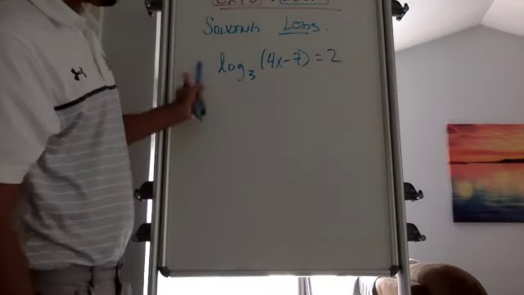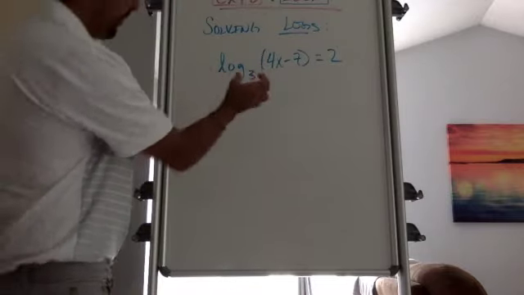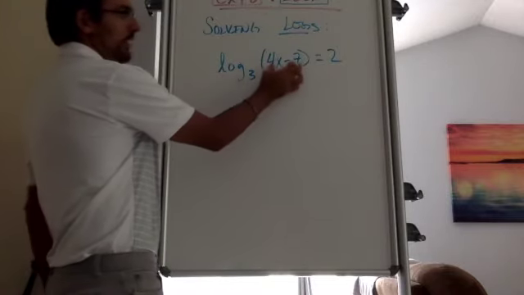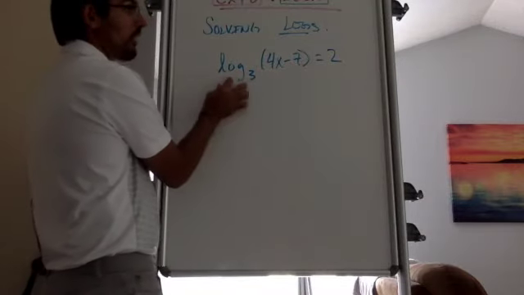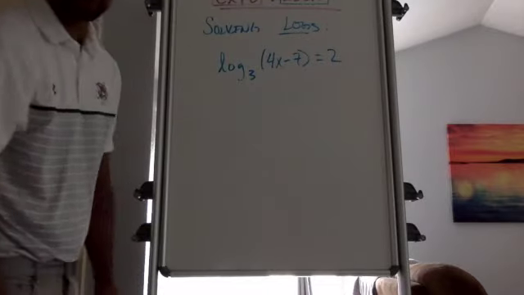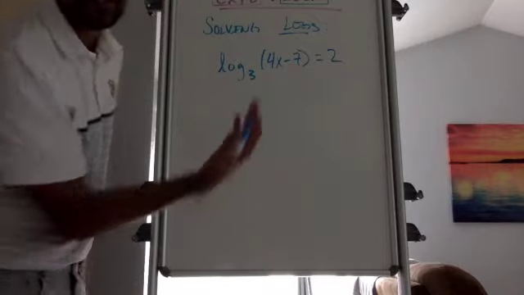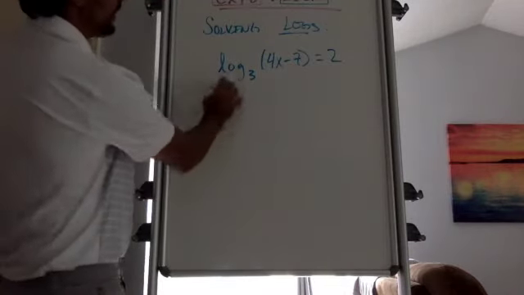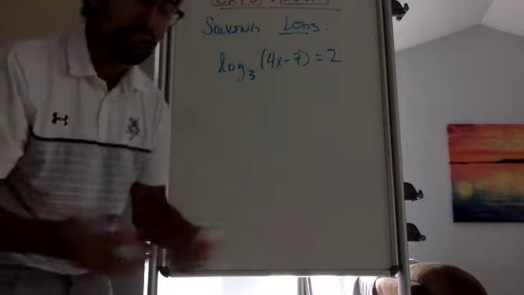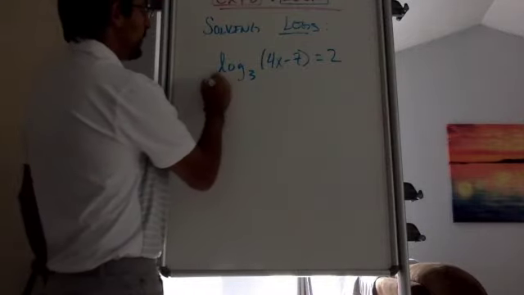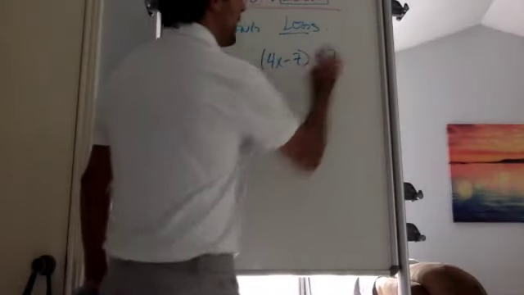But if I'm looking for log of 4x minus 7 base 3 equals 2, remember I'm solving for the x, which is inside of the parentheses. So I want to get rid of everything outside the parentheses first. So I want to get rid of this logarithm on the left side. How do I do that? I can think of inverses, right? But I can't divide by 3 because division is not the inverse of logarithm. What is the inverse of a logarithm? It is an exponential base. So I would raise both sides with a base of 3. So I would say 3 to the power of all this, and 3 to the power of 2.